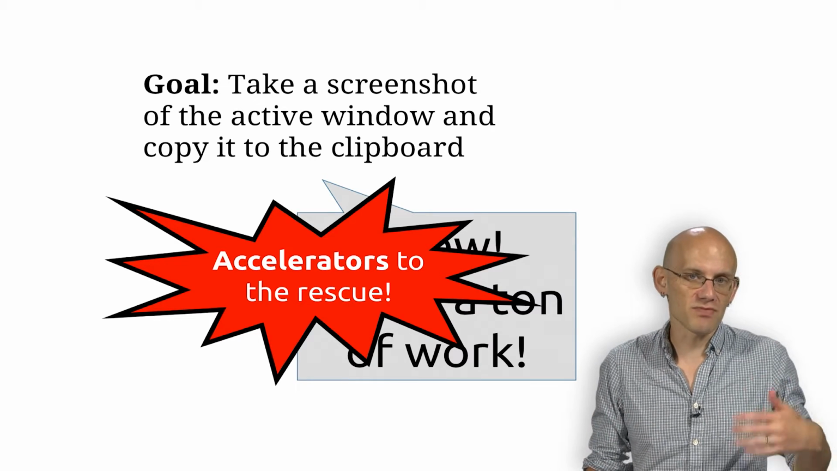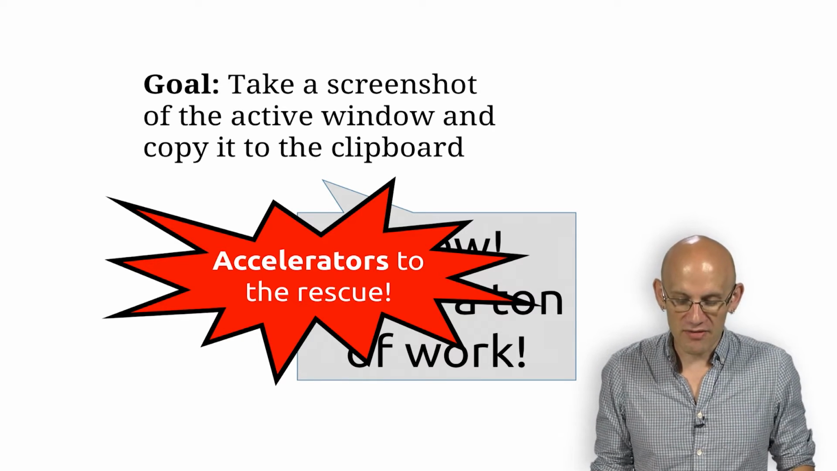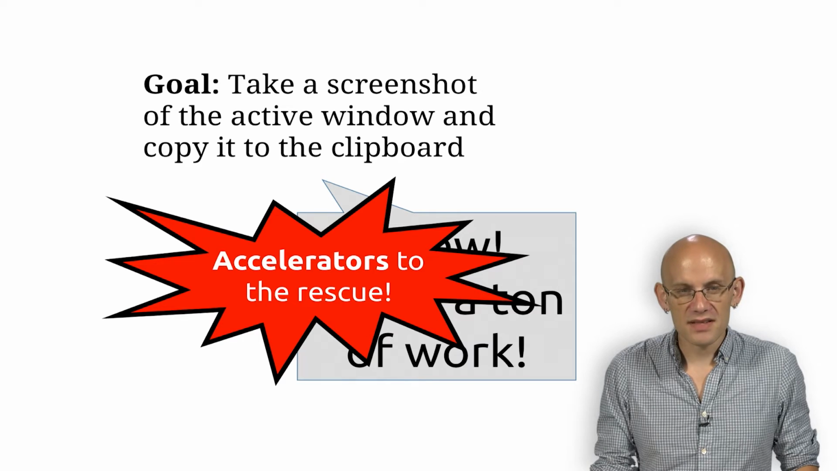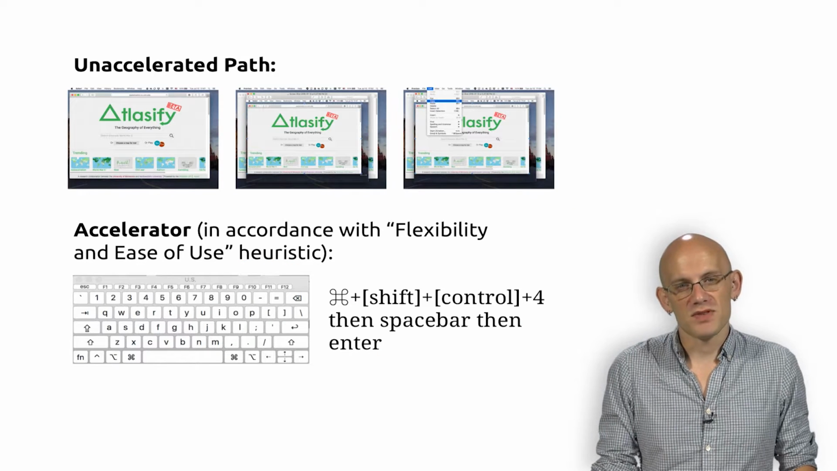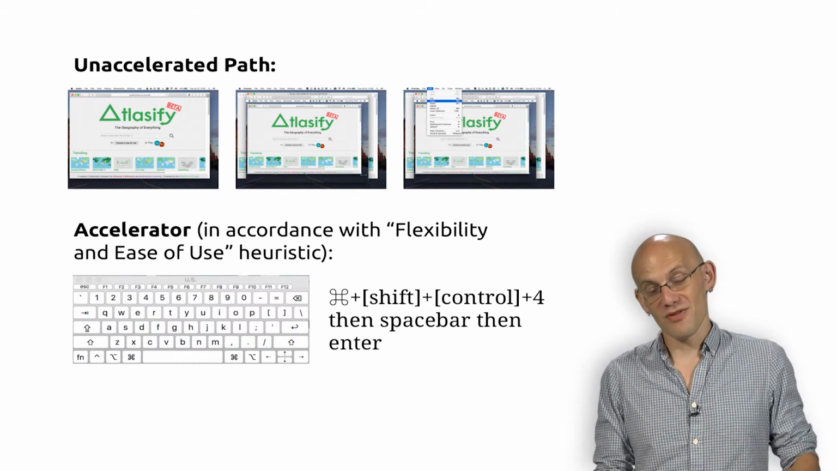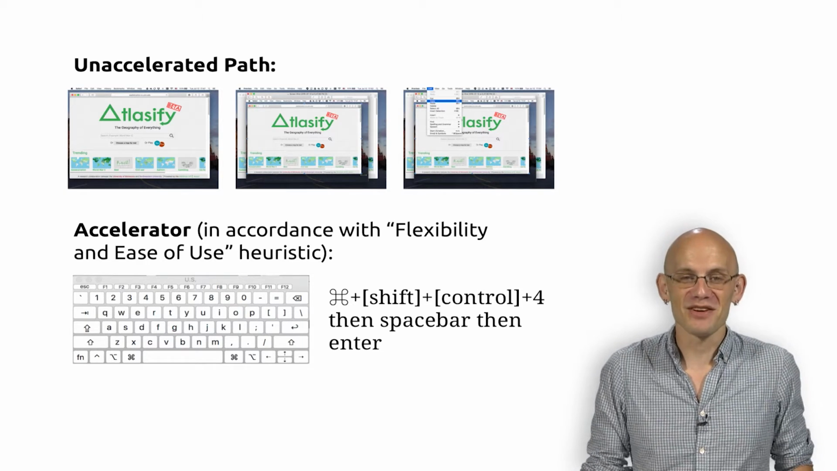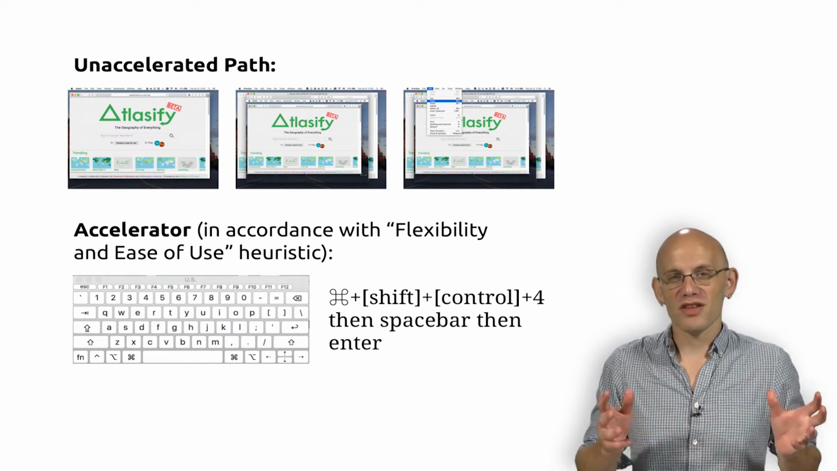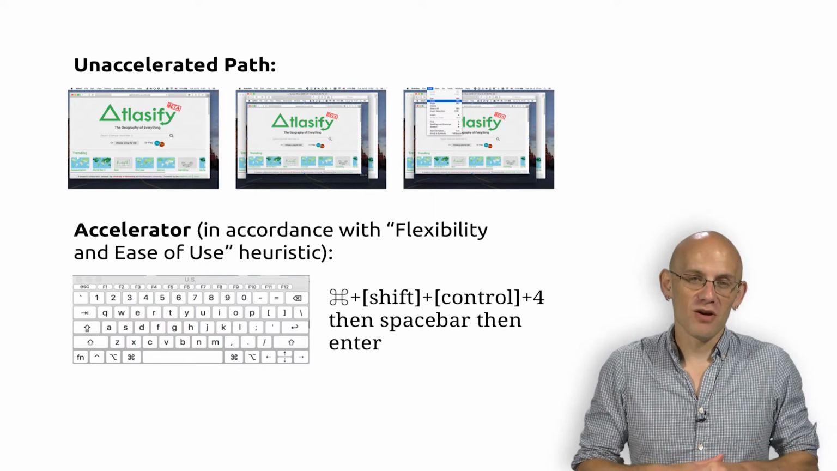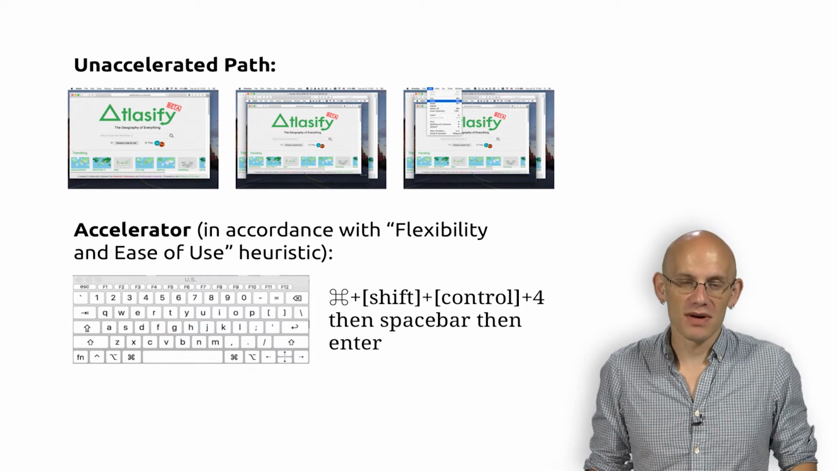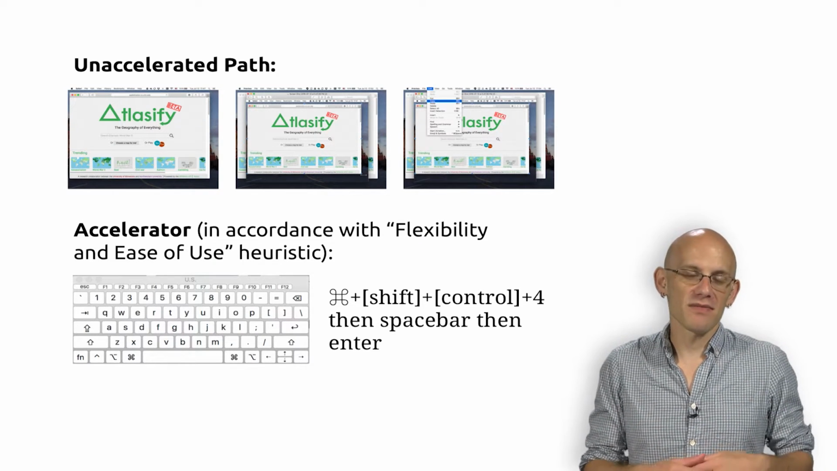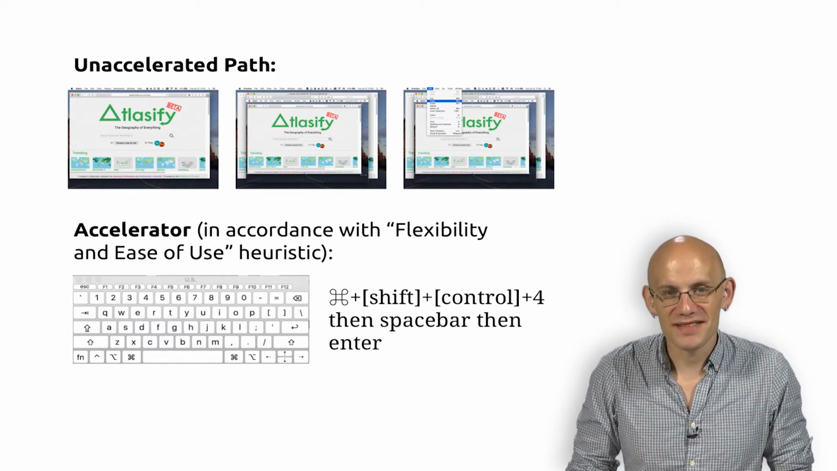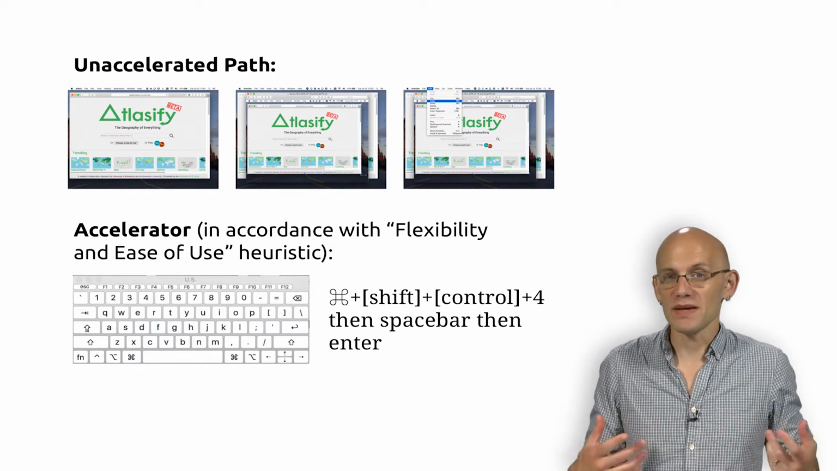A user who's using, for instance, PowerPoint very often. In this case, the accelerator is a keyboard shortcut. So I can press Apple, Shift, Control, and 4, then spacebar, then enter, and I get a window perfectly cropped that I can paste into PowerPoint or wherever and copy to my clipboard. This takes me a very small number of seconds, whereas the unaccelerated path takes me many seconds.